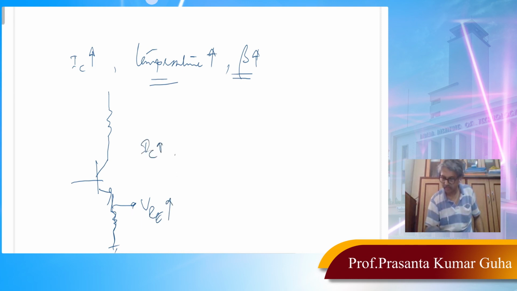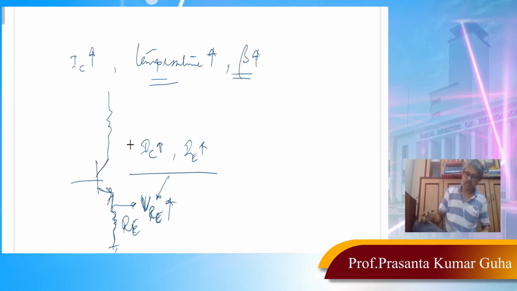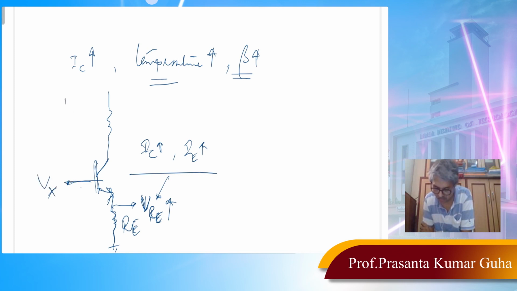Okay, so if IC increases, that will increase your IE. And that in turn will increase your VRE, that is the voltage across your emitter resistor. And if this voltage increases, then what will happen? This will reduce VB, because your Vx is fixed. You see, say your Vx is fixed. Now what we are discussing is, for some reason your IC increases, but your Vx is fixed. So if your VRE increases, that will reduce your VBE, because Vx is VBE plus VRE.